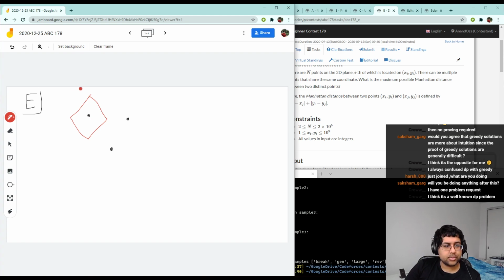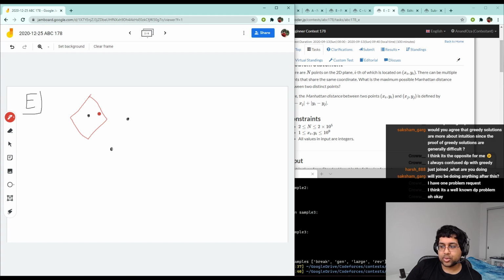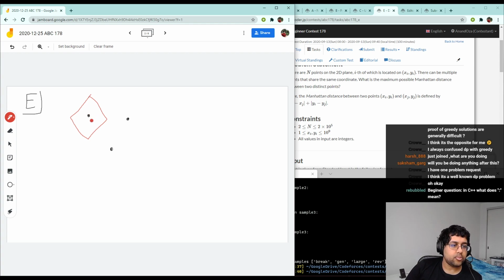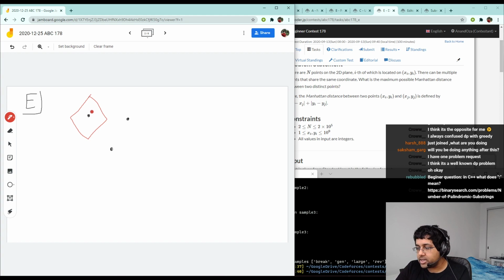By the way, Crow, feel free to link your problem in the chat, and I'll click on it and see if it's doable in time. I'll get to it after these explanations, but feel free to link it now. Beginner question: in C++, what does colon mean? I think it means a couple different things, but one of them is a for each loop.